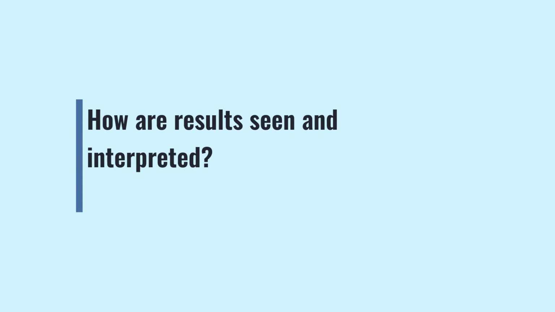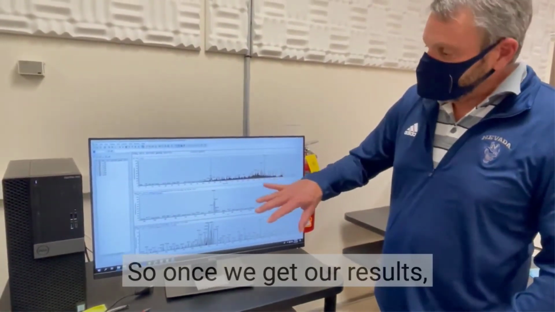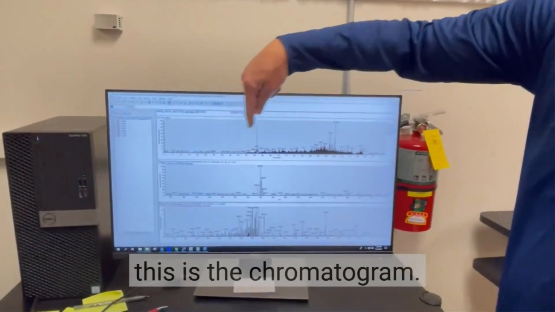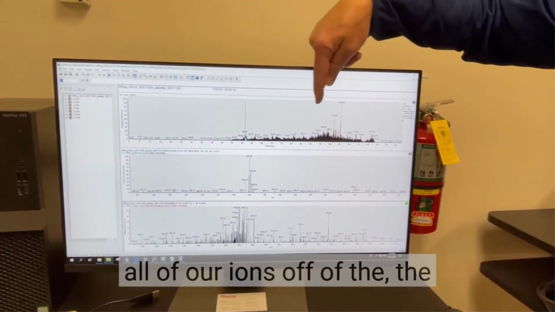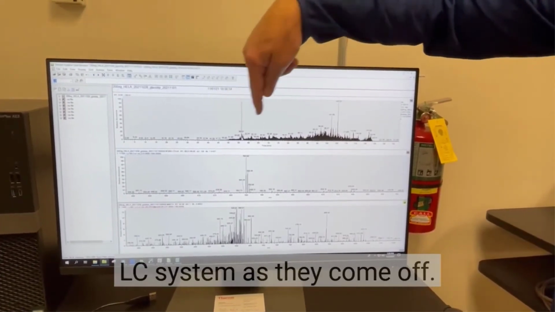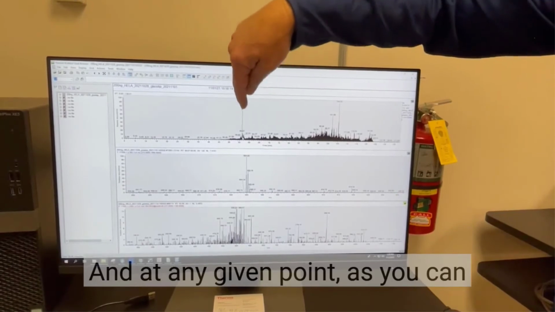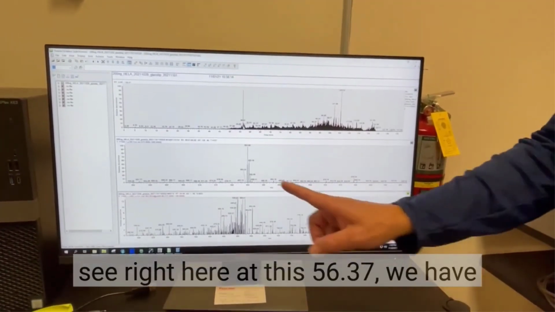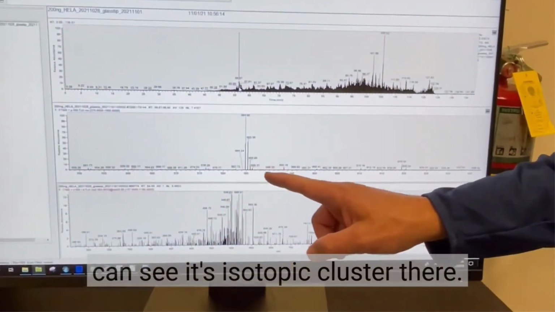How are results seen and interpreted? So once we get our results, this is what they will look like. On this top panel here, this is the chromatogram. This is the elution of all of our ions off of the LC system as they come off. At any given point, as you can see right here at 56.37, we have this ion 584 coming off, and you can see its isotopic cluster there.